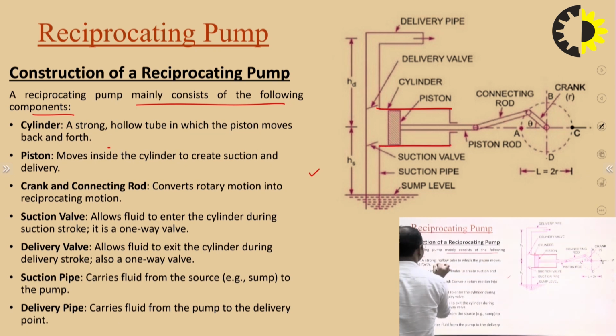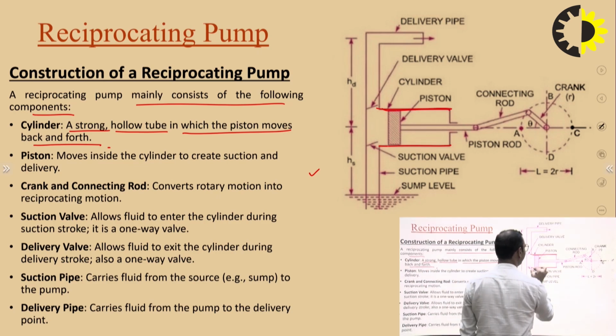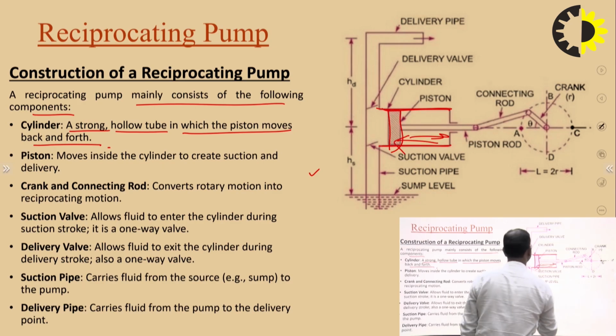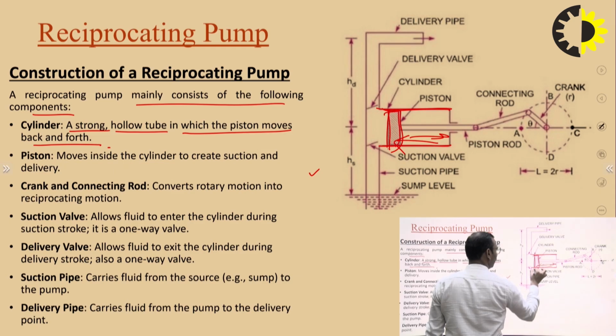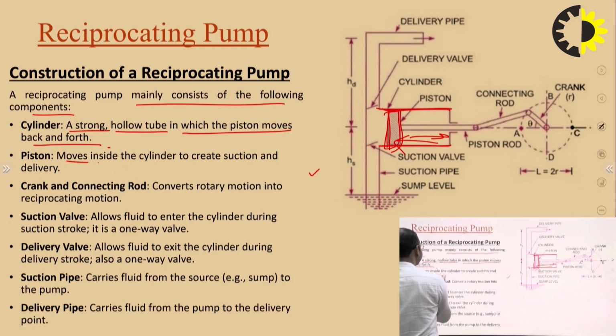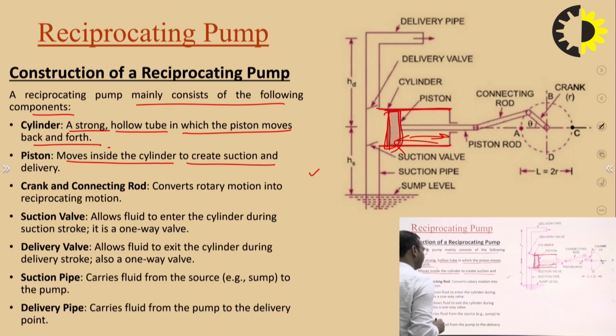A strong hollow tube in which the piston moves back and forth. Then the second one is the piston. This is called the piston. It moves inside the cylinder to create suction and delivery.